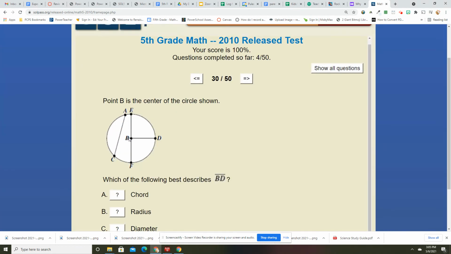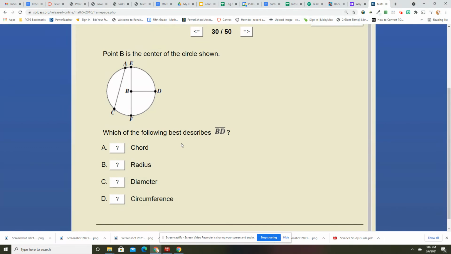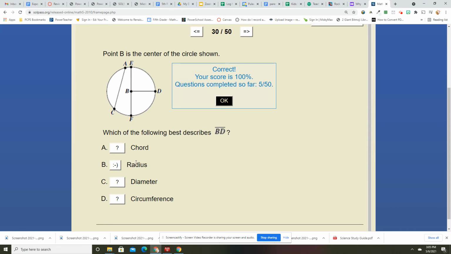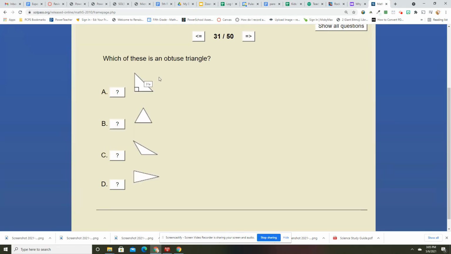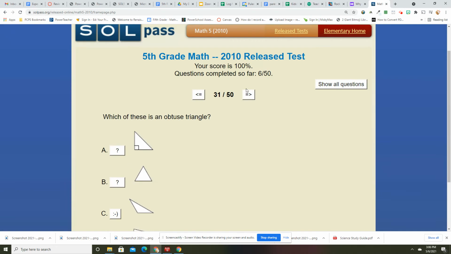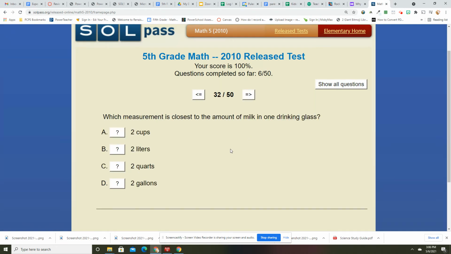Point B is the center of the circle. BD is what? So looking from B and D, B and D is the radius. Obtuse triangle. An obtuse triangle has one obtuse angle, so that's going to be C. Which measurement is closest to the amount of milk in one drinking glass? 2 cups, 2 liters, 2 quarts, 2 gallons. 2 cups would be about what is in one glass.